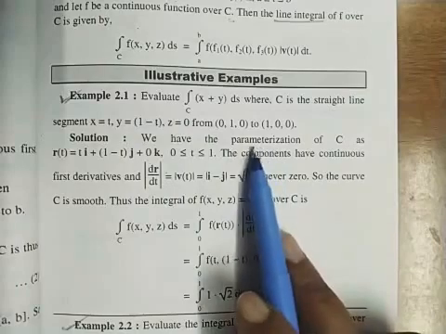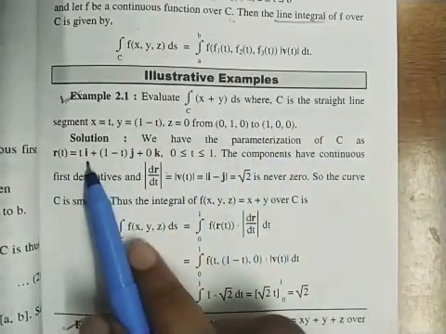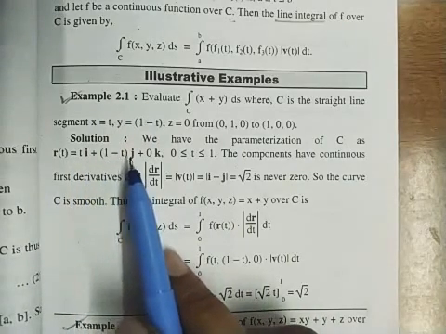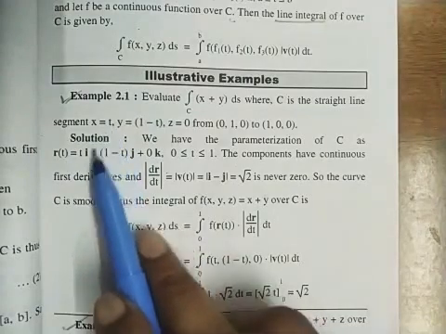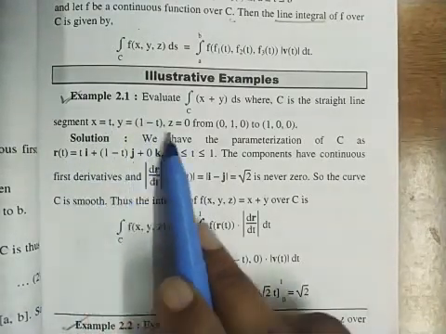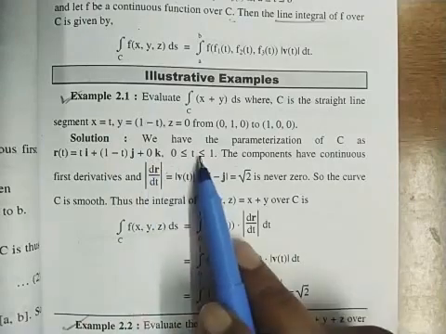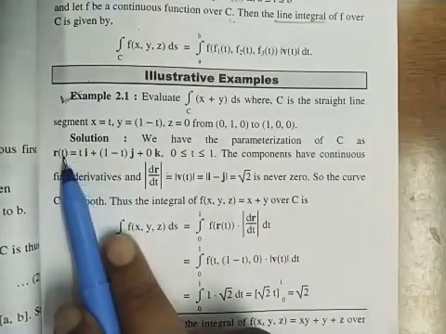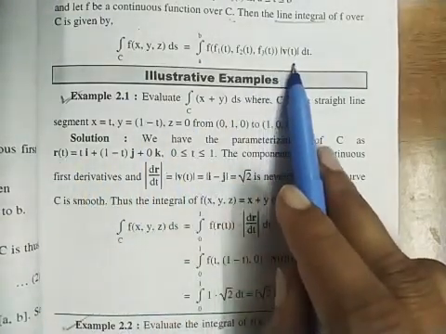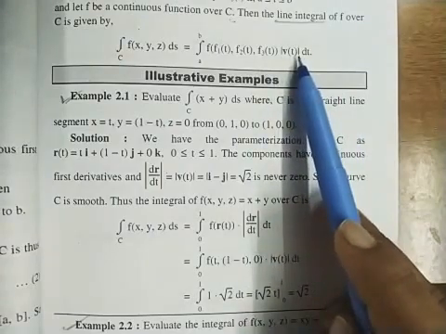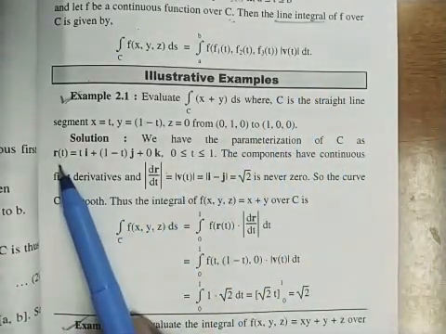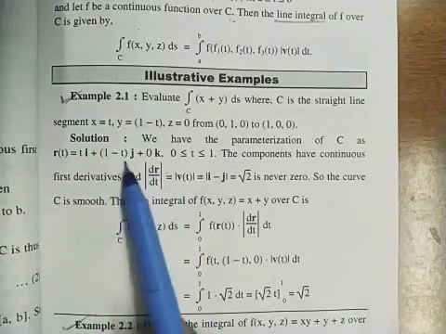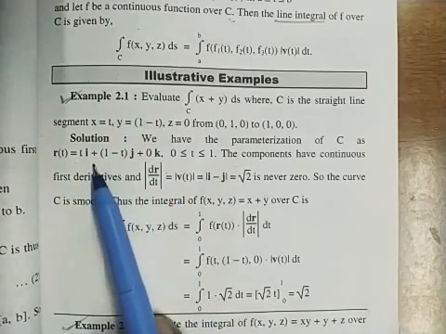So we have the parameterization of C as r(t) = x i + y j + z k. Okay, so here x is t, so t i + (1 - t) j, z is 0, so 0 times k, where t varies between 0 to 1. Now from this r, because in the formula we need the magnitude of v(t), we need dr/dt. So from this r we will find dr/dt. What will be dr/dt? Its derivative with respect to t will be i - j.